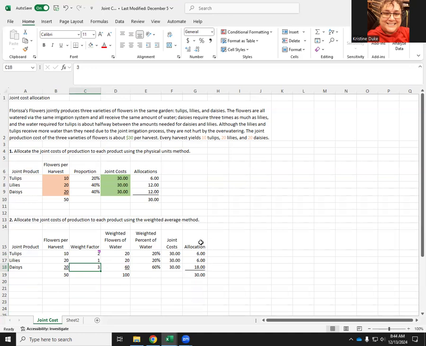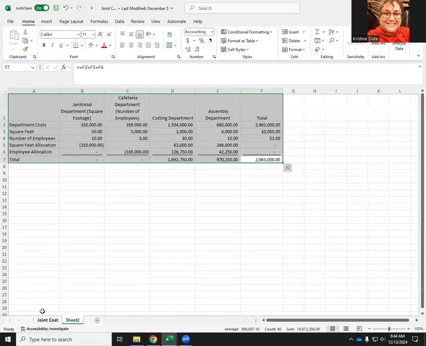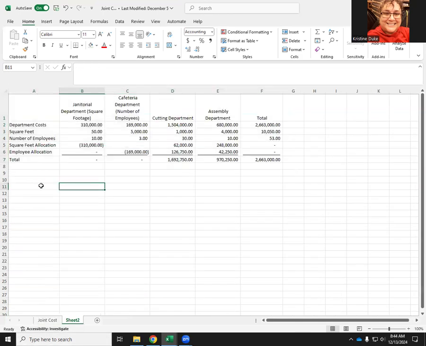So I just wanted to point that out in case you ever came across that. That is what is happening here, and that's in reference to joint cost. I've done this one already. I think I have another one in there too.